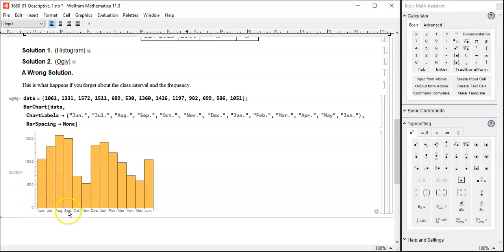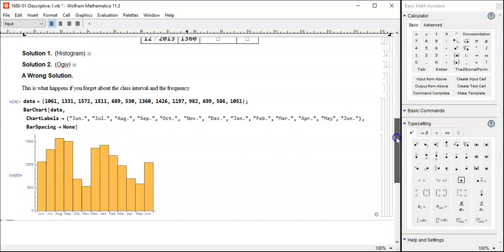Now, do we have class intervals here? No, really, we have months. And then vertically, what do we have? Is that a frequency? Did you actually count and put integers there? No, those are just electricity usage. So this is a bar graph.